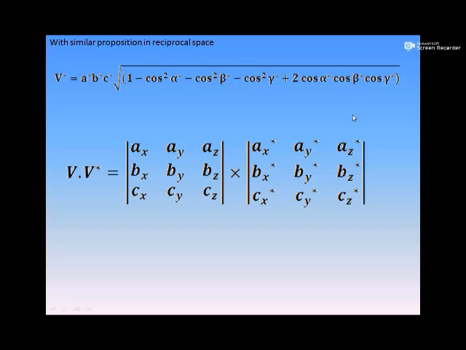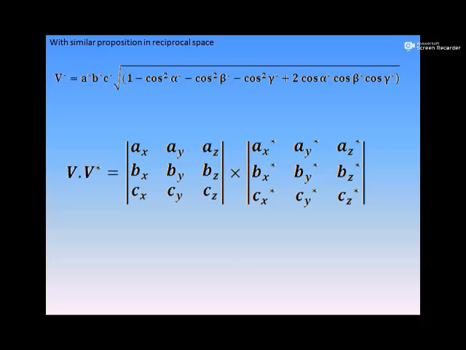Now for a definite crystal system, if you choose a monoclinic cell, a is not equal to b is not equal to c, and there must be a definite value of alpha, beta and gamma.